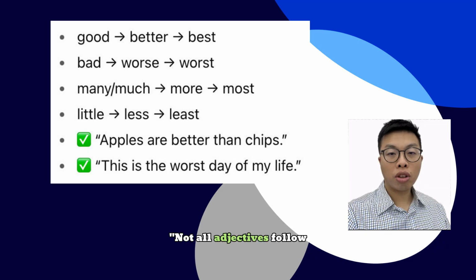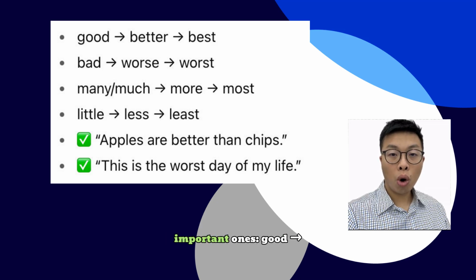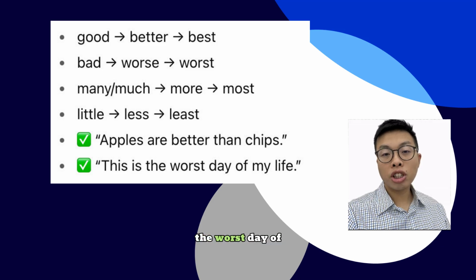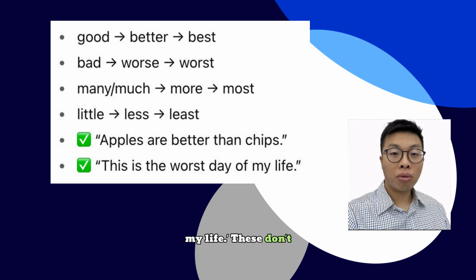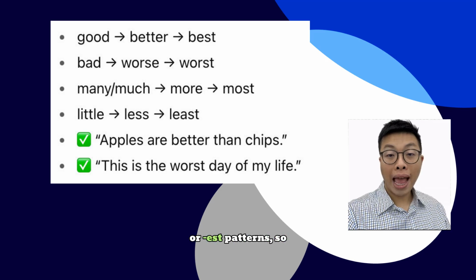Not all adjectives follow the regular rules. Some are irregular, which means they change completely. Here are the most important ones: good, better, best; bad, worse, worst; many or much, more, most; little, less, least. For example, we say, apples are better than chips, or this is the worst day of my life. These don't follow the usual -er or -est patterns, so you need to memorize them.